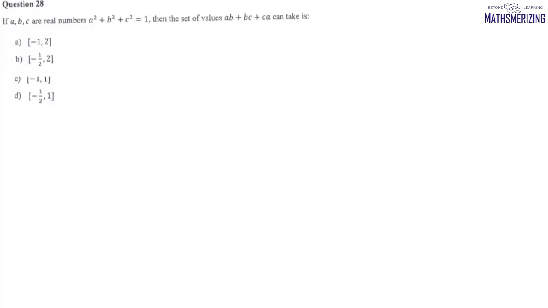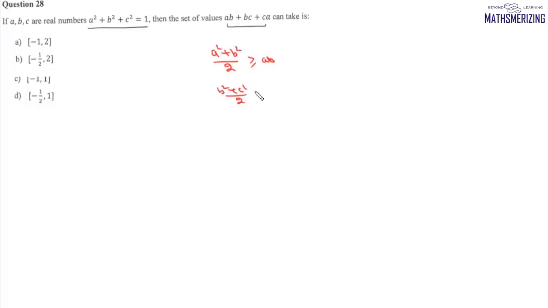Now question number 28, it's a past J question, and it says if a, b, c are real numbers such that a square plus b square plus c square equals 1, then the set of values ab plus bc plus ca can take is. We can use AM and GM for three sets of numbers. We can write a square plus b square by 2 is always greater than or equal to under root of a square b square, which will simply be ab.